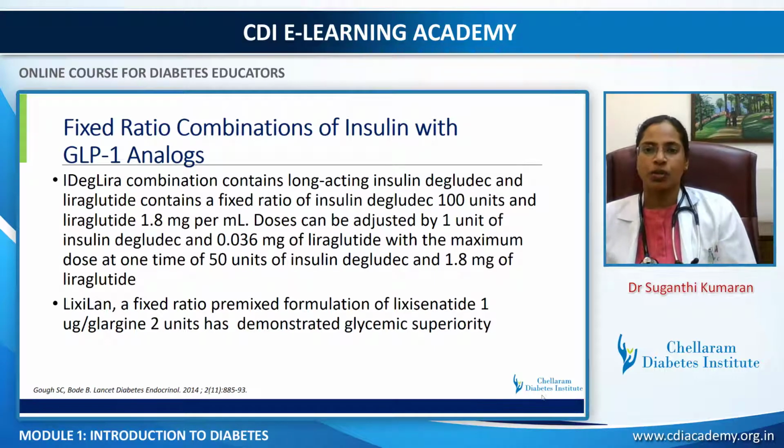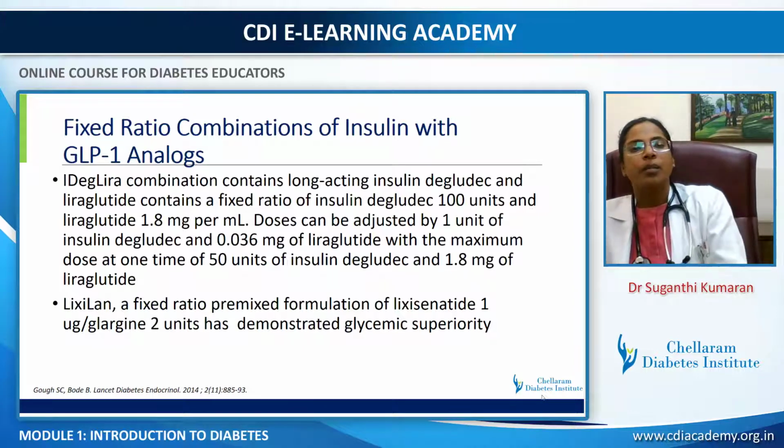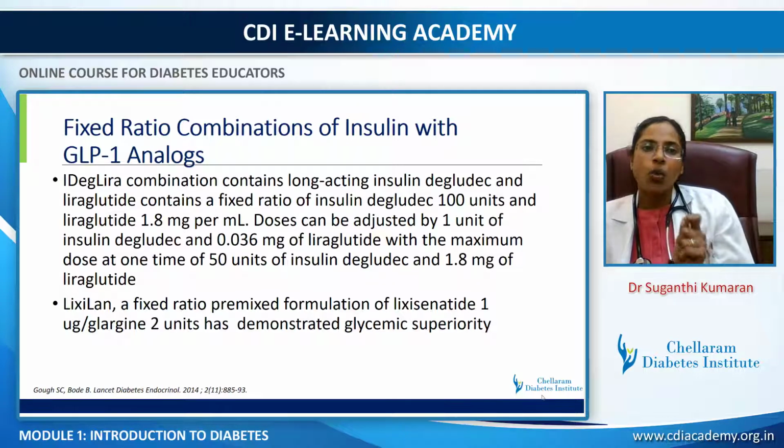It comes in a fixed ratio. That's the disadvantage. Since it's a fixed ratio, we cannot titrate the dose individually. But the advantage is it's just one injection which contains two injectables. The fixed ratio of insulin degludec 100 units and liraglutide of 3.6 mg per ml. That's the maximum dose. The dose can be adjusted by 1 unit of insulin degludec and 0.036 mg of liraglutide, with the maximum dose at one time would be 50 units of insulin degludec and 1.8 mg of liraglutide.